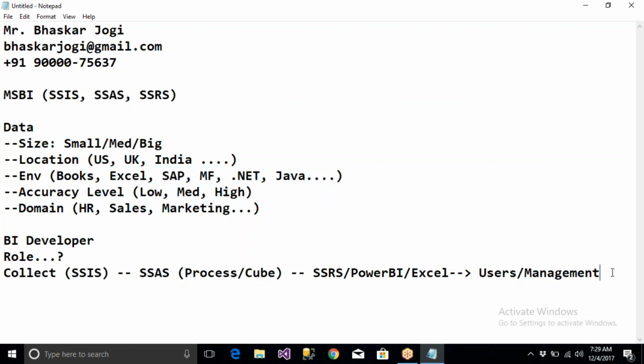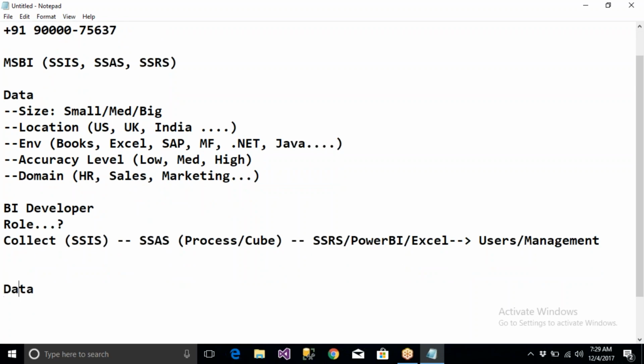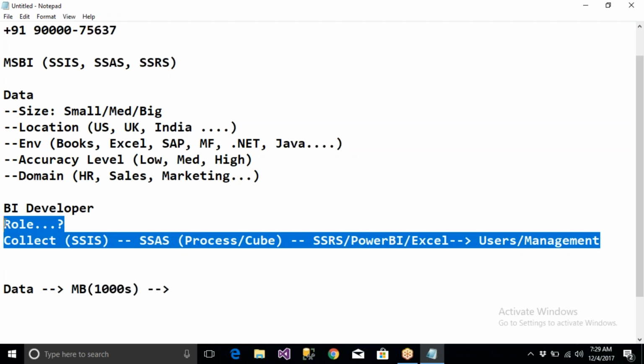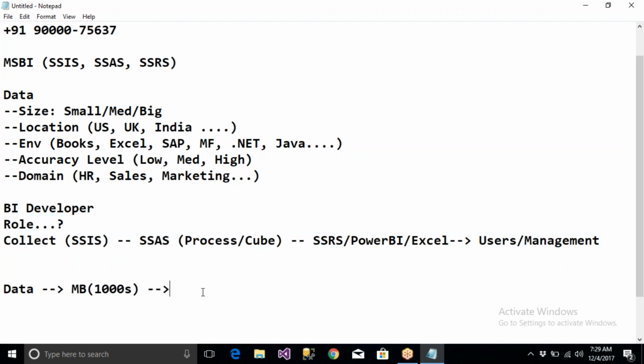Now, what is our role? What is the size of the data you have? If the data size is very, very limited, as we already discussed, when you have megabytes of data, for example, I may get 10,000 rows or thousands of rows every month or every annum, you're not going to use these big tools, SSIS, SSAS and SSRS. People straight away dump the data into Excel sheets, and they are able to store and process the data.